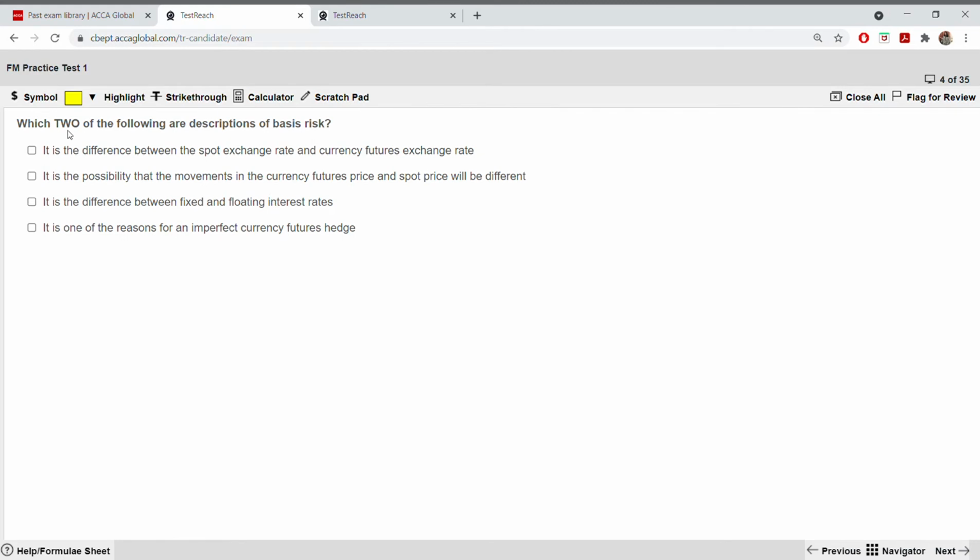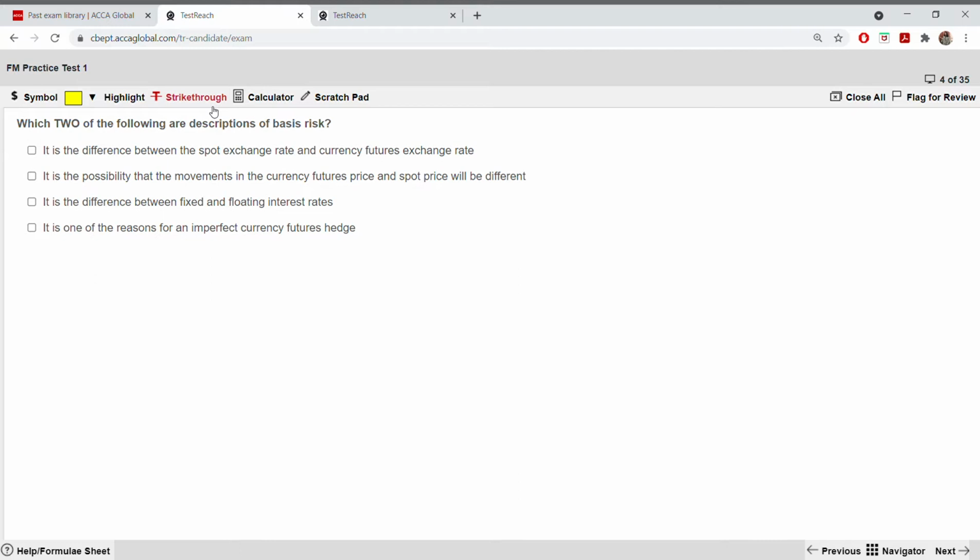Now here you have to select two, not just one. So don't select three or don't select one, select two. If you select only one, mind you, even if the one you selected is correct, you will not get the full marks. You have to select two. That's why it is in bold. Okay, which two of the following are descriptions of basis risk?